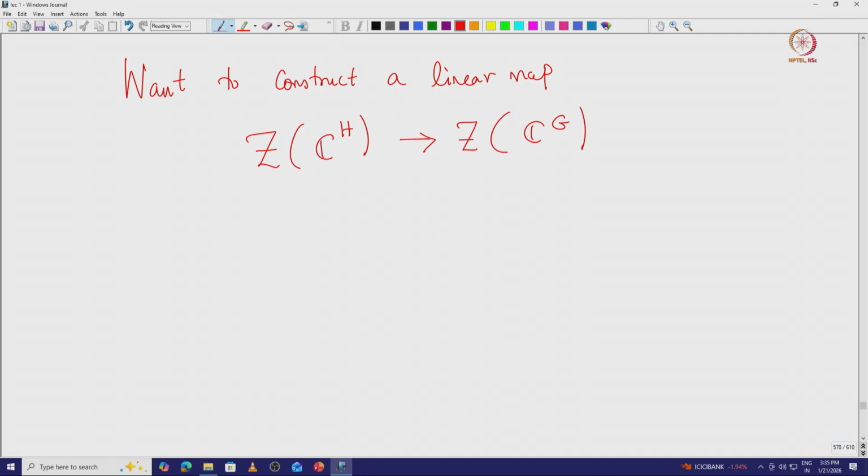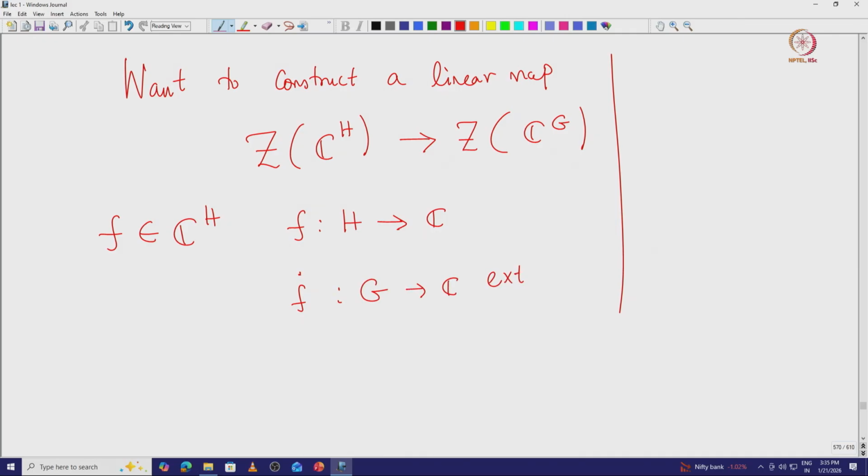If H is a subgroup of G, and f is a function from H to C, then it is easy to associate a function f dot from G to C, by extending that function trivially to the entire G. So, let us start with this function f from H to C. We denote by f dot the function from G to C, the extension of f trivially to all of G.